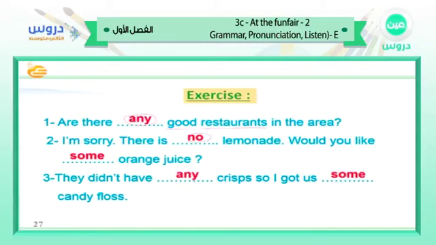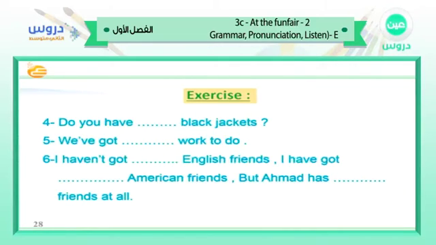This is an affirmative sentence, and to give a negative meaning, we use no. Would you like some orange juice? When I'm offering in a question, we use some. Don't forget that. They didn't have any crisp, so I got us some candy floss. This is the negative sentence, and this is the affirmative sentence. Look at the difference: in the negative sentence we use any, and in the affirmative sentence we use some candy floss. Got it? Good.